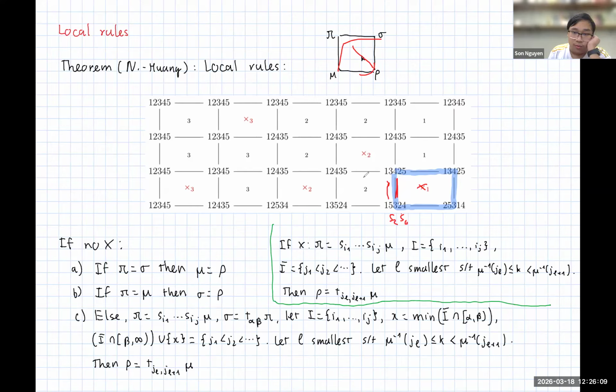So I would let I be the set of the simple transpositions that I do. So my I here will be 2 and 1, 2 and 4. And the complement would be like 1, 3, 5, 6, 7, and so on. But it can go to infinity.